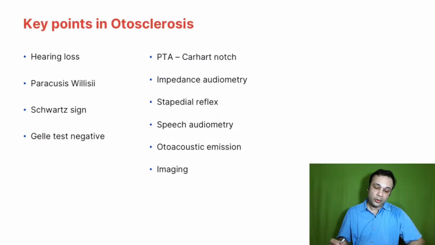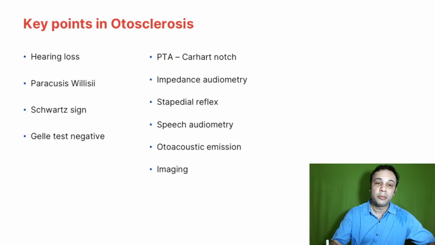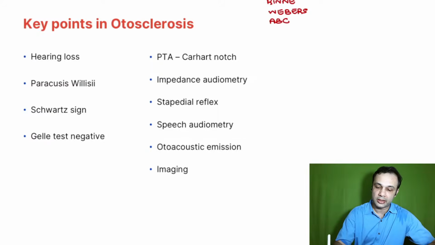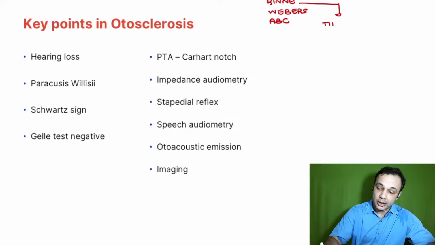Right. Before going into key points of otosclerosis, let's discuss a little bit about tuning fork tests. So when you talk about tuning fork tests, we know that there are three important tuning fork tests, that is Rinne's, Weber's, and absolute bone conduction. A few key points about these three tests. So when you talk about Rinne's test, there are two important methods here. You have the threshold comparison method, and the other important method is the loudness comparison method, right?